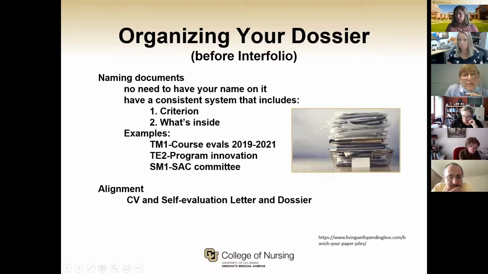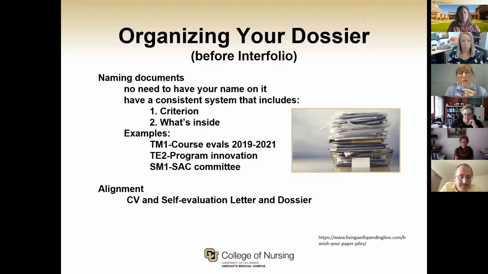And just a little bit about naming the document. It helps you and your organization, but also will help us. Basically, you want to have a consistent system that includes the criterion and what's inside. So for instance, if you have course evaluations, you want to name it, for instance, teaching meritorious criterion 1. So what criterion it's going to, and then what's inside, course evaluations. It doesn't have to be this exact system, but some system like that.